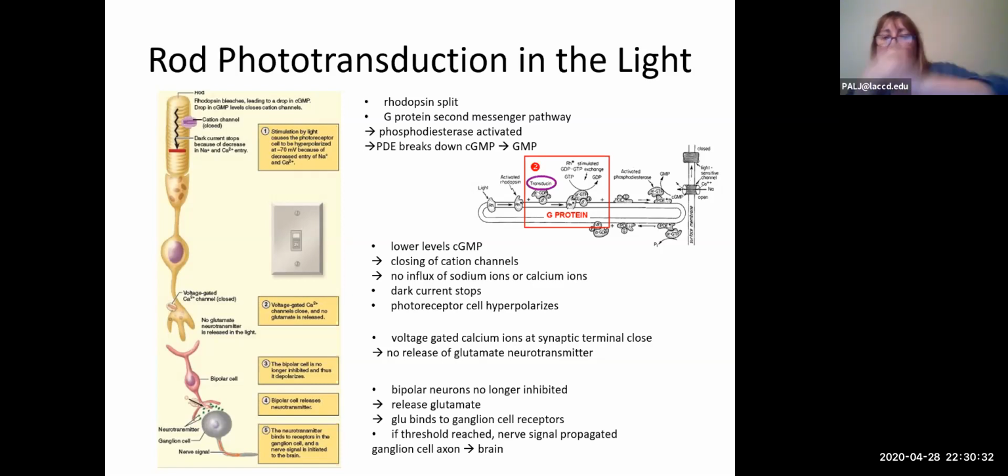So if that's not happening, that means the bipolar cell still gets to do its stuff. They're not being inhibited by the glutamate. So the bipolar cells themselves can release their neurotransmitter, which is also glutamate, and this glutamate binds to receptors on the ganglion cell, and if it reaches its threshold, here the glutamate's excitatory. And so if that ganglion cell reaches its threshold, it's going to propagate an impulse which travels along the axon from the secondary neuron to the tertiary neuron to its final destination in the brain.